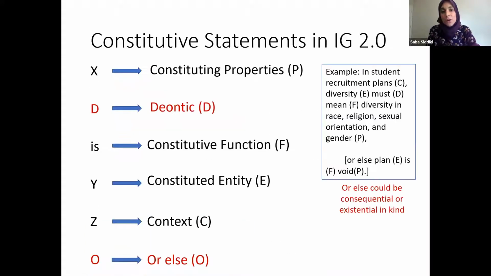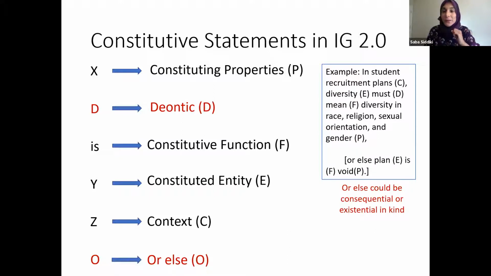Now, turning to our next question, are there missing components in that base syntax, X is Y in context Z? We find in our review of constitutive statements that indeed there are missing syntactic components, and those are ones that we would find in the case of regulative statements. So we find that it's possible that constitutive statements also include deontics. So if we turn back to this example, in student recruitment plans, diversity must mean diversity in these ways. And we also find that it's possible to find or else values within constitutive statements.